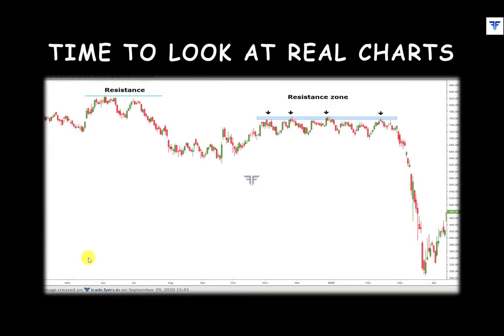In this chart, to the extreme left, notice how well the prior resistance held. In fact, the price even failed to touch the former highs during the subsequent rally and started declining, indicating strong selling pressure near the previous highs.